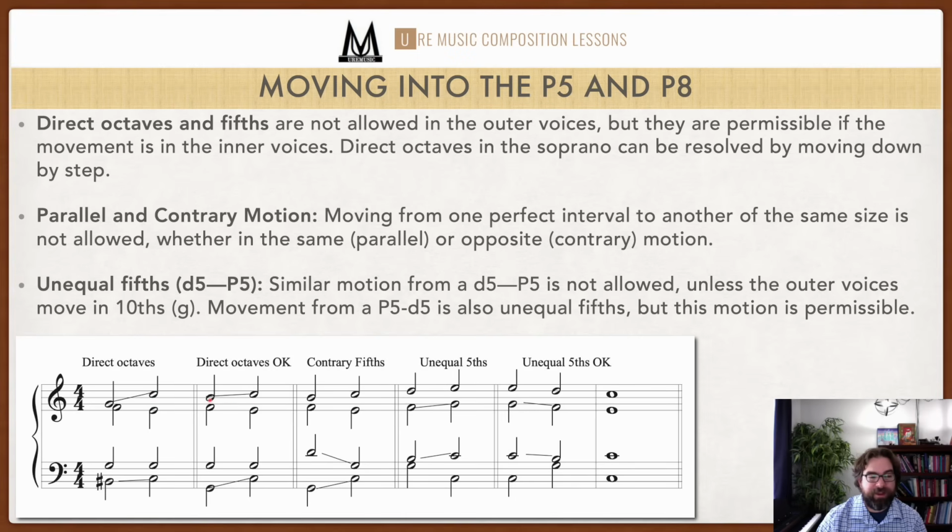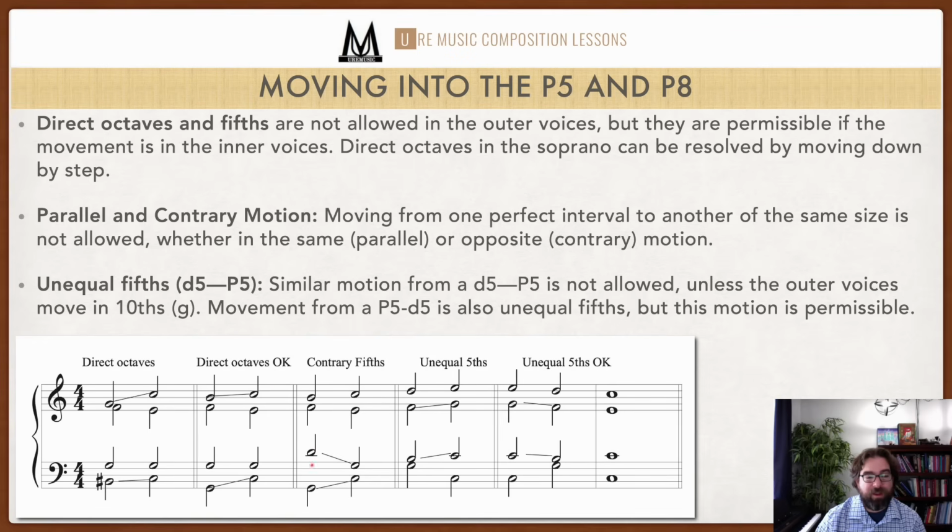If, on the other hand, the soprano moves by step into the octave, so you see the G moves up to the C here. This actually should have been a G, not a B sharp, so that's a mistake. But if you look at this one, the B moves to the C and the G moves up to the C. Because the soprano's moving by step, it makes those direct octaves okay.